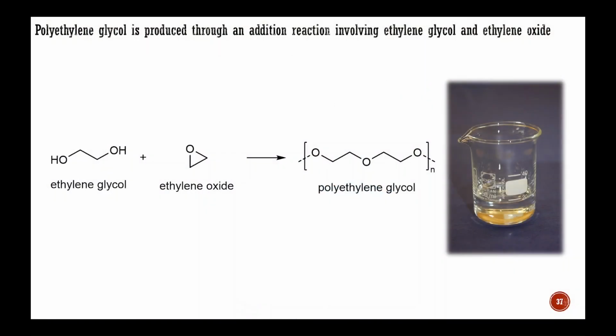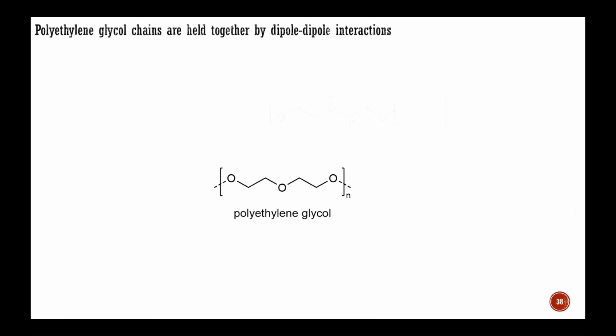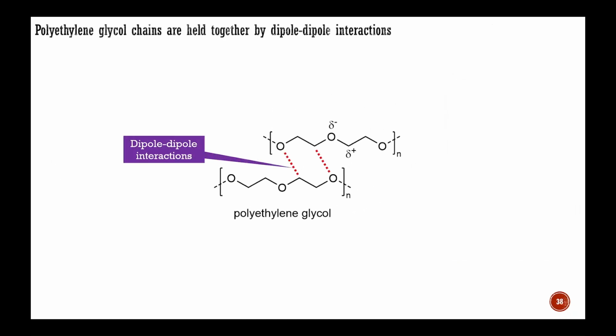Continuing our journey into polymer-based contact lenses, let's now explore polyethylene glycol and its role in lens materials. Polyethylene glycol is produced through an addition reaction involving ethylene glycol and ethylene oxide, which is also known as an epoxide. It is a hydrophilic polymer composed of repeating ether units.